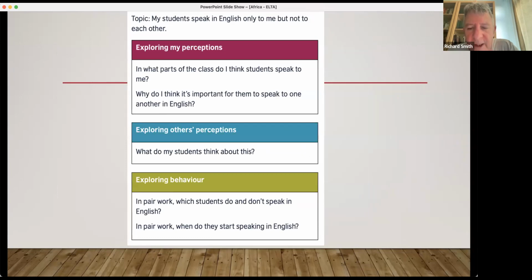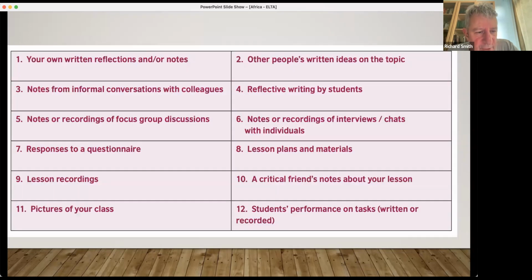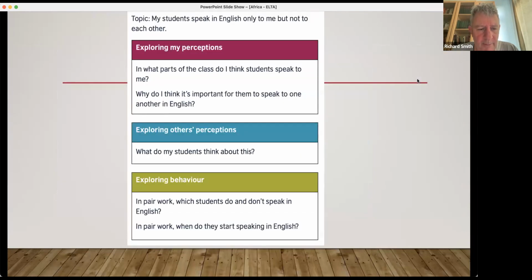What do my students think about this? You answer this one. What would you do in this situation? Write the number, please. Yeah, great, thanks. So you've suggested a number 4, I think, reflective writing by students. I think that's what I would do as well, number 4.